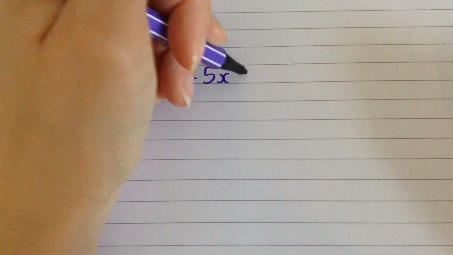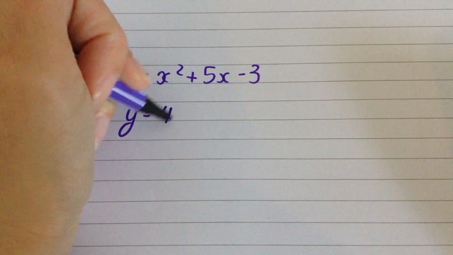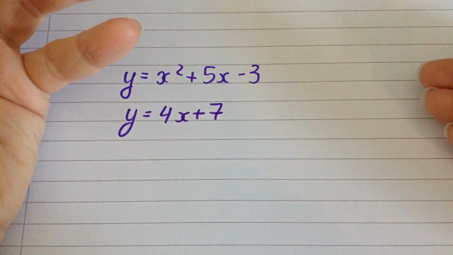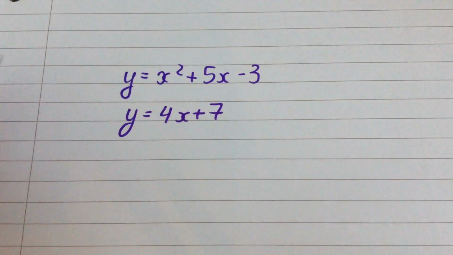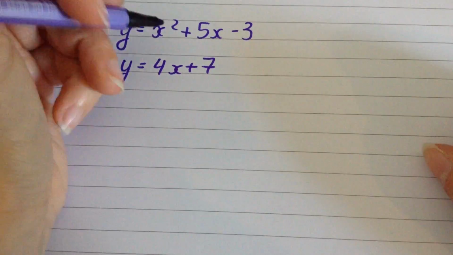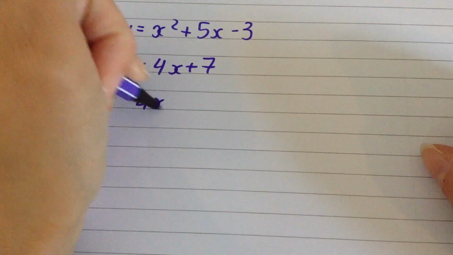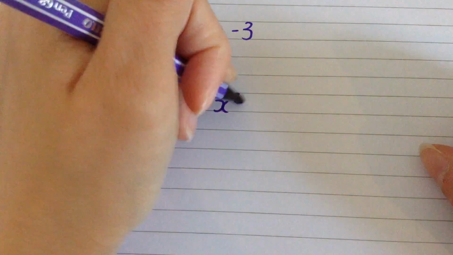So let's say your curve is y equals x squared plus 5x minus 3, and your line is y equals 4x plus 7. I really hope these 2 lines are going to meet. Oh well. To make them meet, again, we do the same thing as before. We equal them to each other. They're both in the format of y equals, so we can do that. We can just say, okay, this one is going to equal this one.